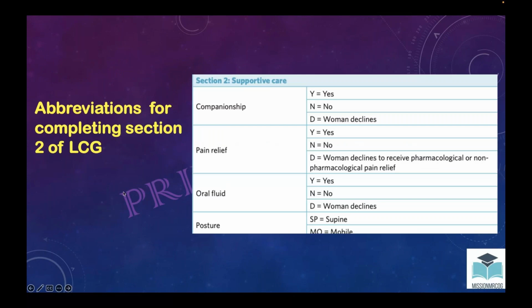Now what are the abbreviations for it? For companionship, if her companion is there, then yes. If it is not there, then no. If the woman declines, then it is D. So Y and D. Even for the pain relief, Y and D. So if the woman declines to receive pharmacological and non-pharmacological pain relief, it is D. Oral fluid again Y and D. And for the posture, SP is for supine, MO for mobile.